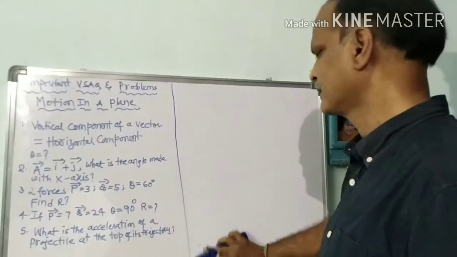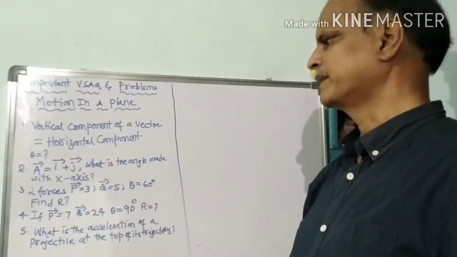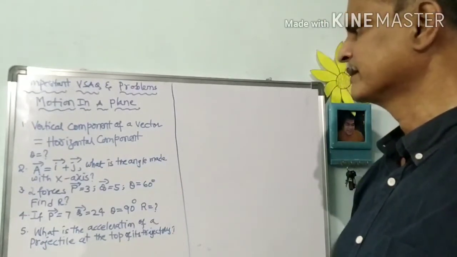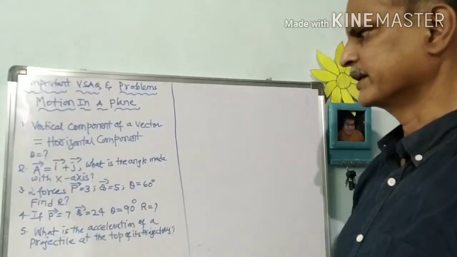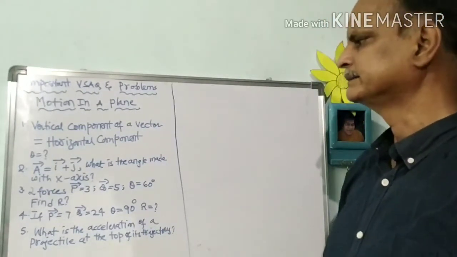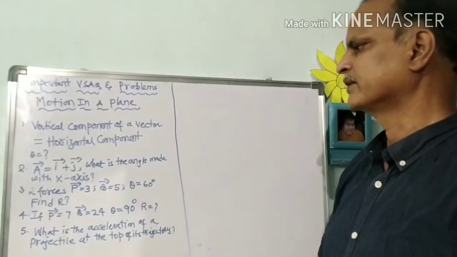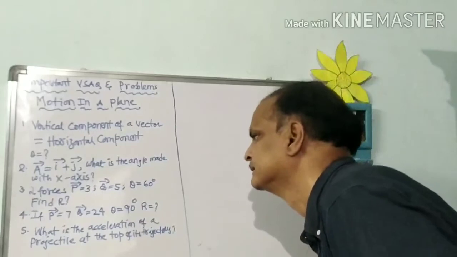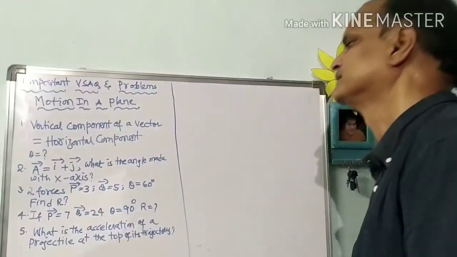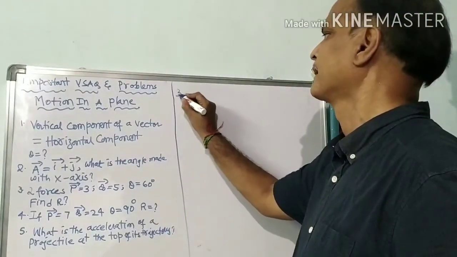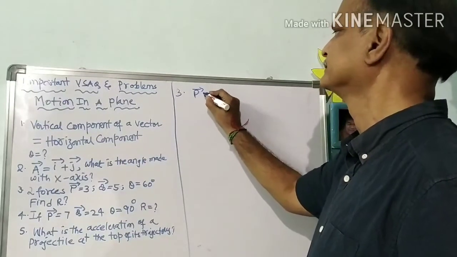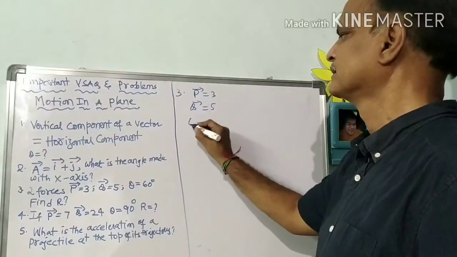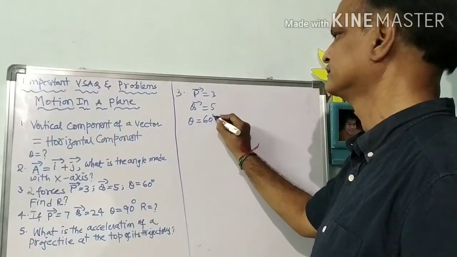He has given two forces, P bar is equal to 3 units, Q bar is equal to 5 units, theta is equal to 60 degrees. What he asked is to find out the R value. So P bar is equal to 3, Q bar is equal to 5, theta is equal to 60 degrees.